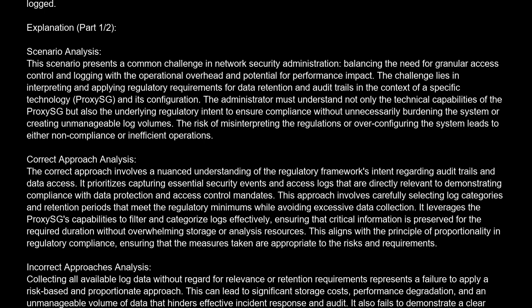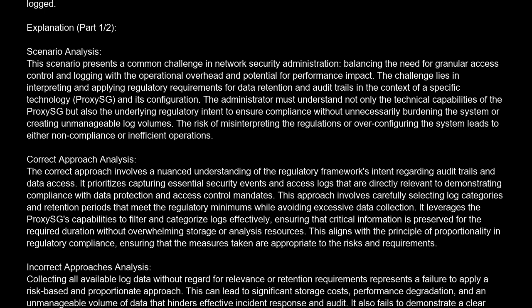The administrator must understand not only the technical capabilities of the ProxySG, but also the underlying regulatory intent to ensure compliance without unnecessarily burdening the system or creating unmanageable log volumes. The risk of misinterpreting the regulations or overconfiguring the system leads to either non-compliance or inefficient operations.